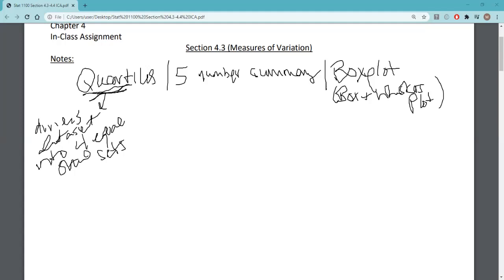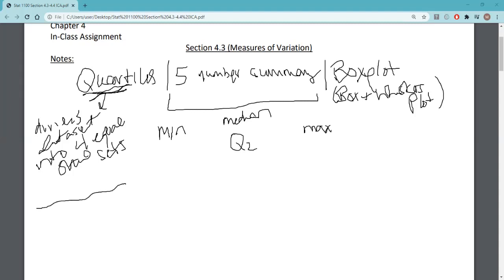If we're talking about a 5-number summary, we have to find our quartiles. So we would look for the minimum of the data set, the maximum of the data set. Right in the middle, we're going to have the median. This can also be considered Q2. The reason why it's Q2 is because if I have a data set and wanted to divide it into 2 pieces, I would only need 1 line in the middle to divide that into 2 pieces.